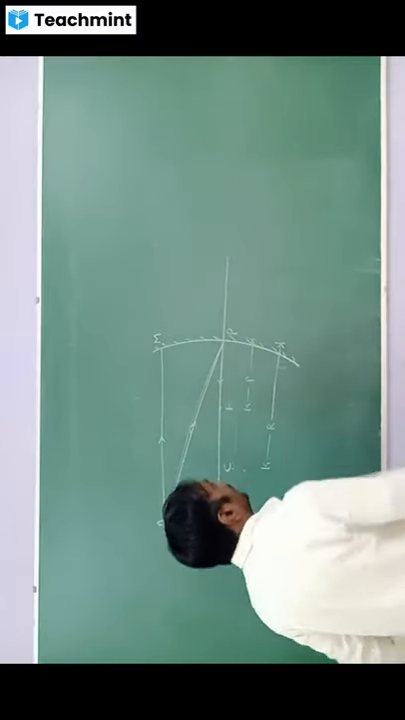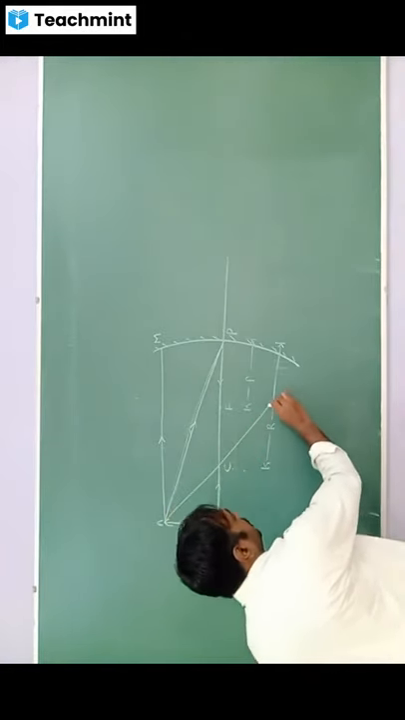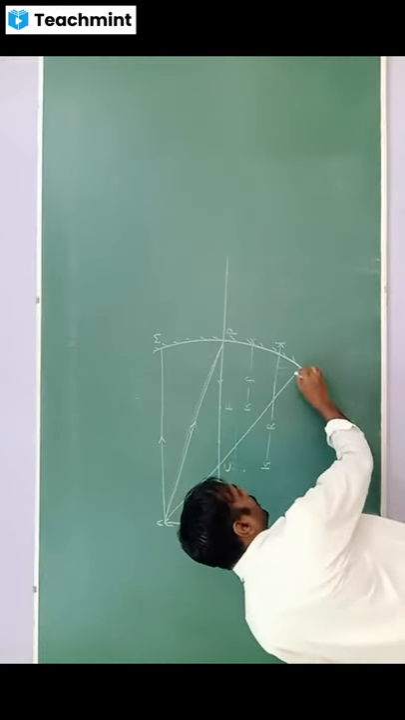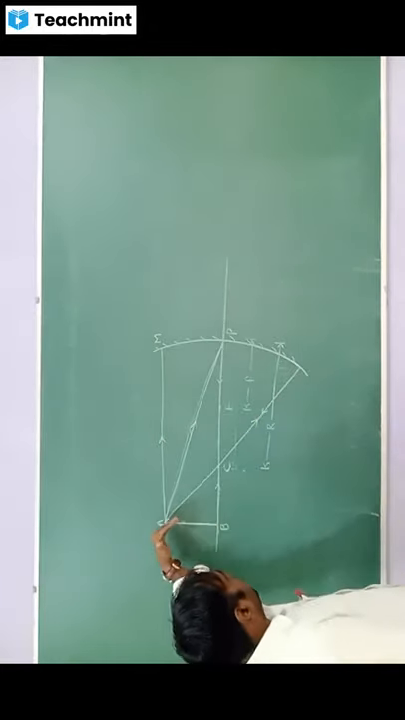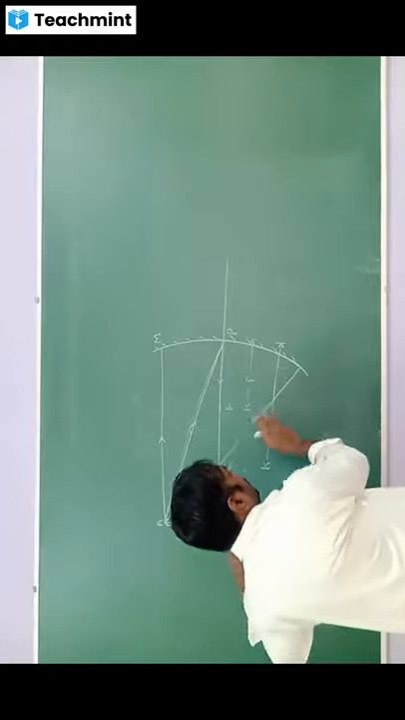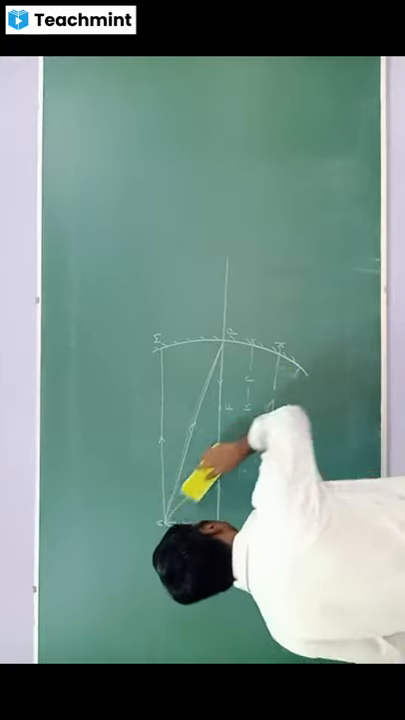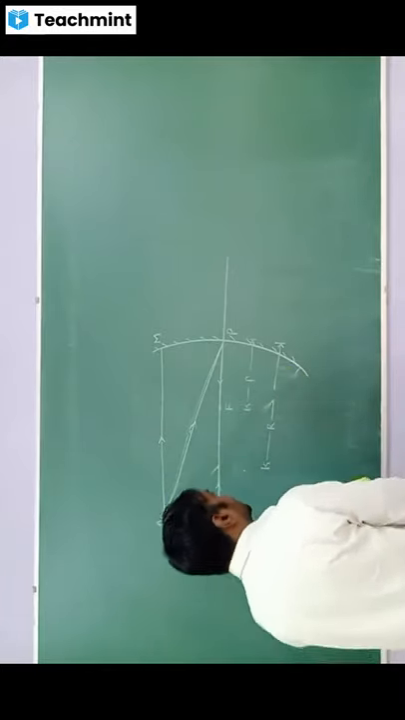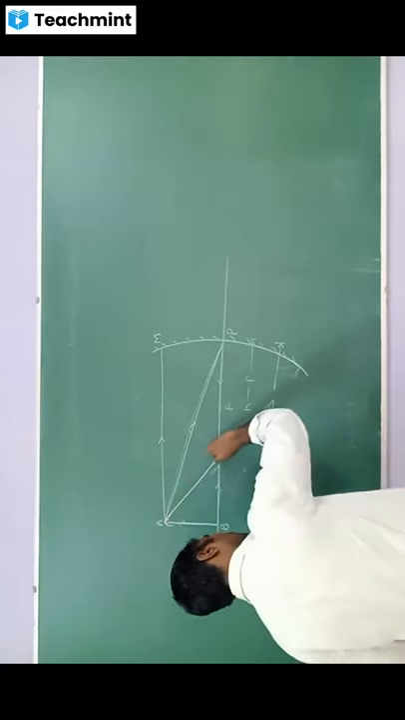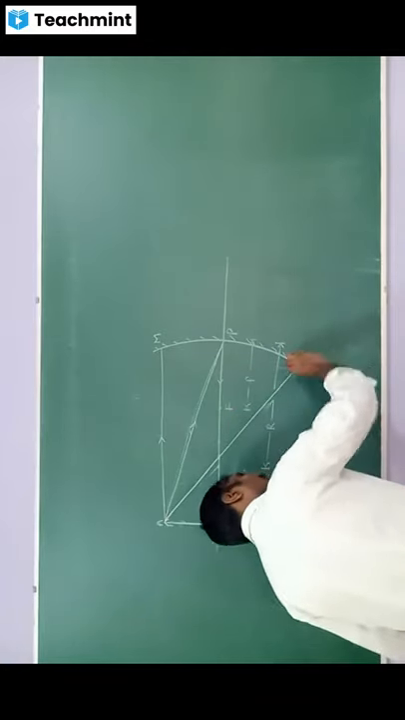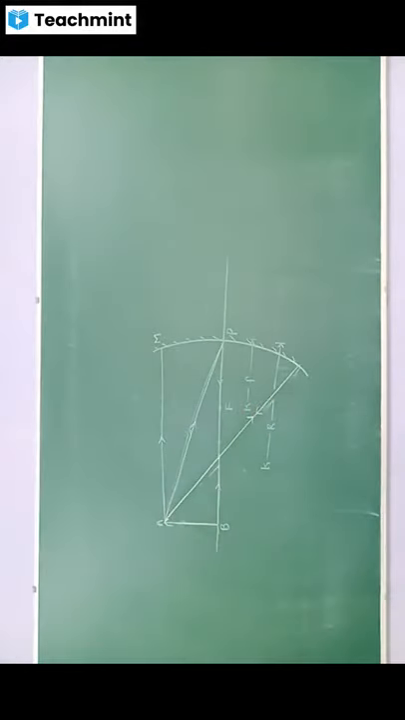Now another ray passes through the center of curvature. It is incident on the concave mirror normally, and it retraces its path. A light ray passing through the center of curvature is incident normally on the concave mirror, so it retraces its path along the normal direction.